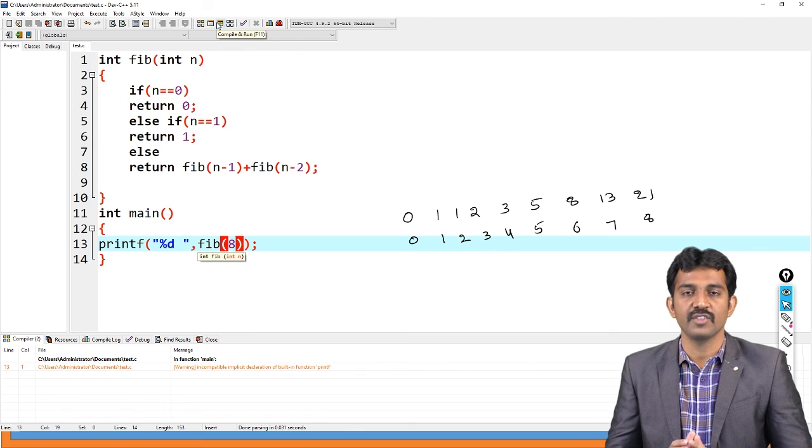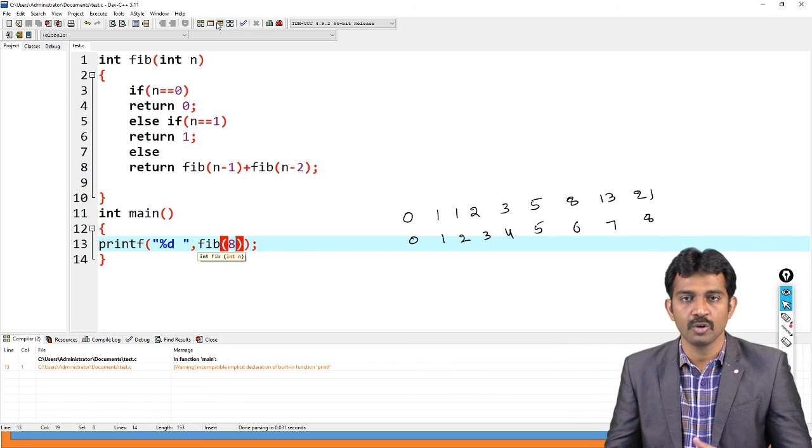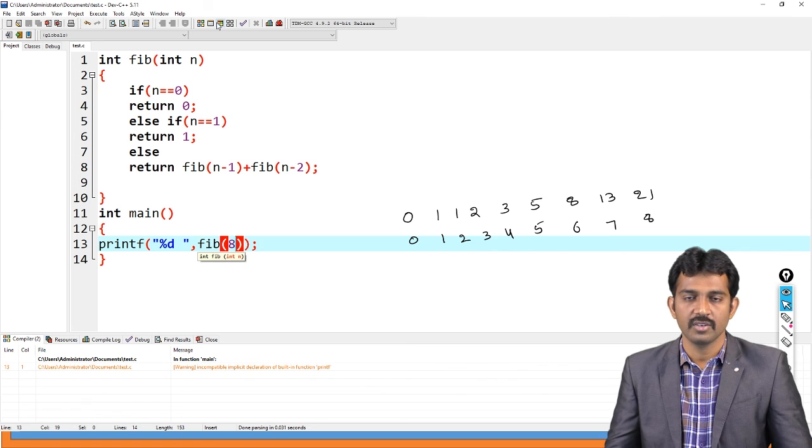A function calling itself is called recursion. The stack is the data structure used for recursion. Using the stack, you are going to solve the recursion concept. The function which you enter first is going to exit last, and you have seen this in the factorial concept. Is this clear? Okay.